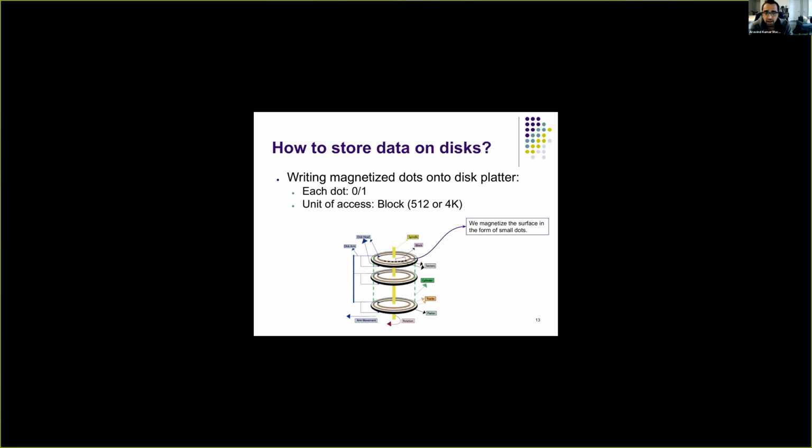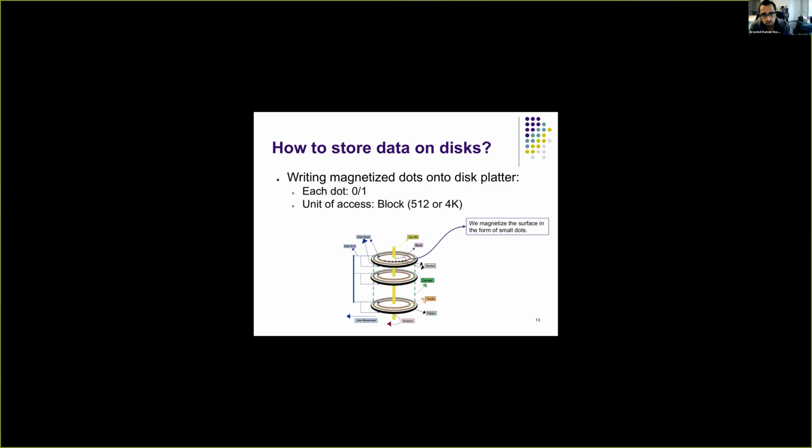The unit of access is usually 512, that's called the block size. It's either 512 bytes or 4K, which is like the page size. This says that the amount of data that you can atomically access from a disk is in terms of blocks, where you can either access the entire block or you cannot access anything. The block size is usually 512 bytes or 4K, although I think in most modern disks, the block size is 4K.